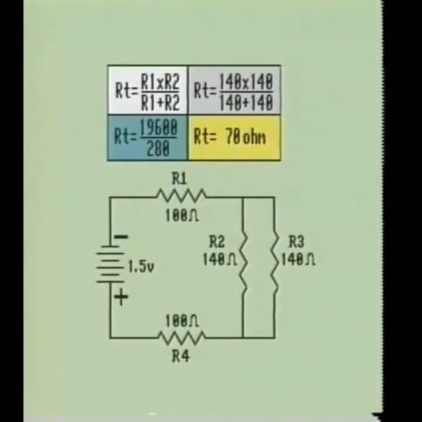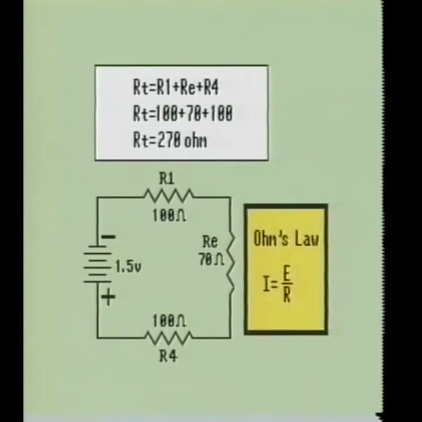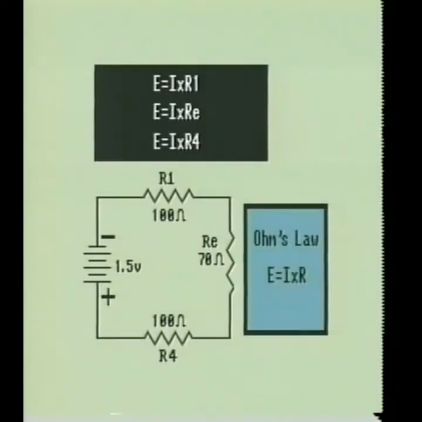When you must determine the total resistance of a series parallel circuit, you must obtain the equivalent resistive value of the parallel branches first. Then you simply add the equivalent resistance with the series resistors to determine total circuit resistance. Once the total circuit resistance has been determined, you simply use Ohm's law to calculate the current flow through the circuit. After you have determined the amount of current flowing through the circuit, you use Ohm's law again to determine the voltage drops across the series resistors and the equivalent resistors of the parallel network.